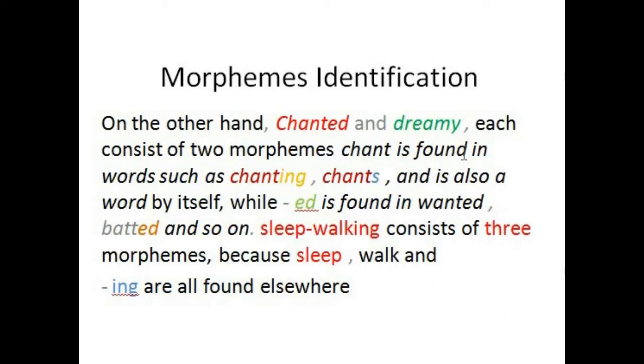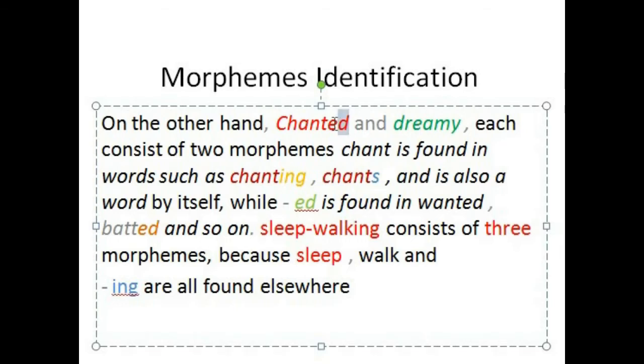Again, we need to concentrate on the morphemes identification. On the other hand, if you notice, we have more words in this sentence, for example, we have chanted and dreamy, as I said. Each of these two words consists of two morphemes. Chant is found in words such as chanting, chants, and is also a word by itself. So you can find this word as chant or chanting or chants, right?